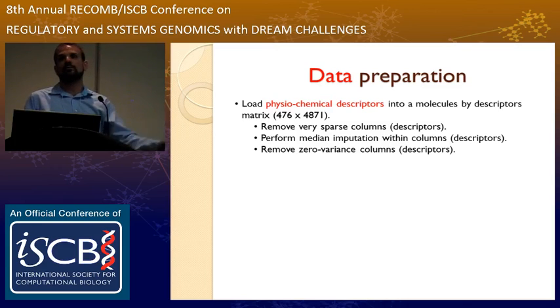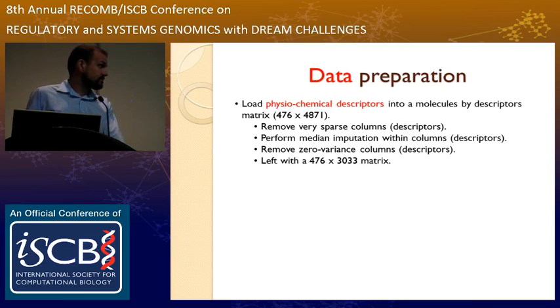And I removed columns that had zero variance. So if all the Dragon descriptors had a value of 1, then it doesn't really convey any information about the molecule. So you're left with about 3,000 descriptors that vary across the molecules sufficiently to do some sort of estimation.